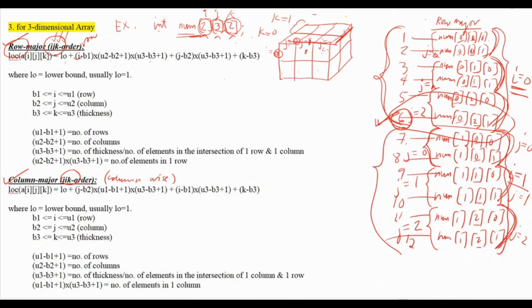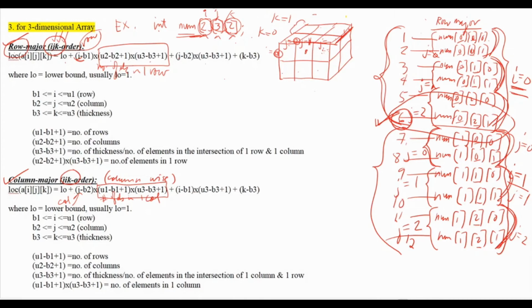Now let's move to column major or the JIK order or the column-wise order. In column major, our primary reference is the column. So that's why this is J, the column index. And then we multiply it with this expression here, which is the number of elements in one column, because our primary reference now is the column. How do we get the number of elements in one column?